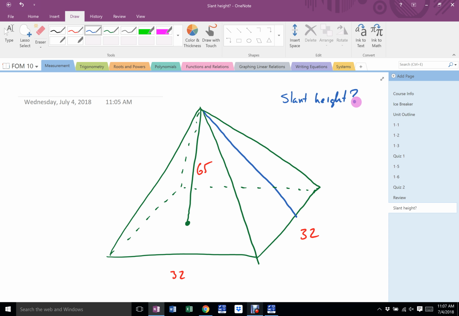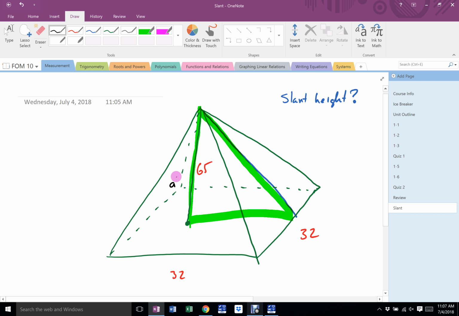Alrighty. So how am I going to figure out this blue line here? Who has an idea? Erlen. It is indeed Pythagoras, which you all know as A, B, and C. A squared plus B squared equals C squared.